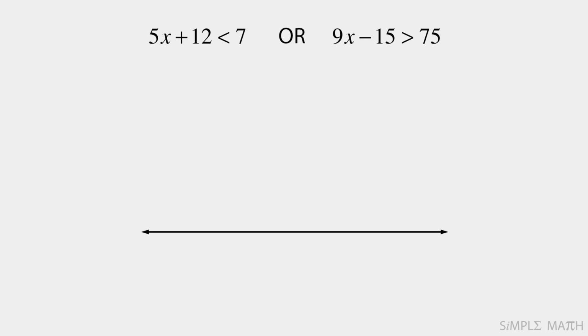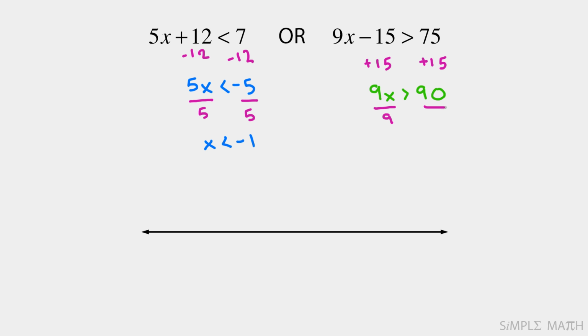This time we're going to start with a compound inequality that uses "or" to connect our two individual inequalities. We'll go through the same process of solving each inequality separately. First, on the left, we'll subtract 12 from both sides and then divide by 5 to get x is less than -1. Then on the right, we'll add 15 to both sides and divide by 9 to get x is greater than 10.